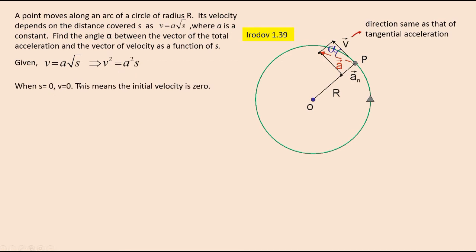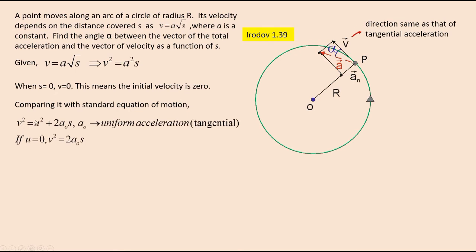And also here when s is 0, v is 0. V variable, s variable, a constant. When s is 0, v is 0, this means initial velocity is 0. Comparing it with the standard equation of motion, which is v squared is equal to u squared plus 2 a naught s. I have used the symbol a naught to mean acceleration because there is another a here, so I can't use a here for acceleration. a naught is a uniform acceleration. This is the equation of motion for a body undergoing uniform acceleration. We all know it. So a naught is uniform acceleration, which is tangential here.